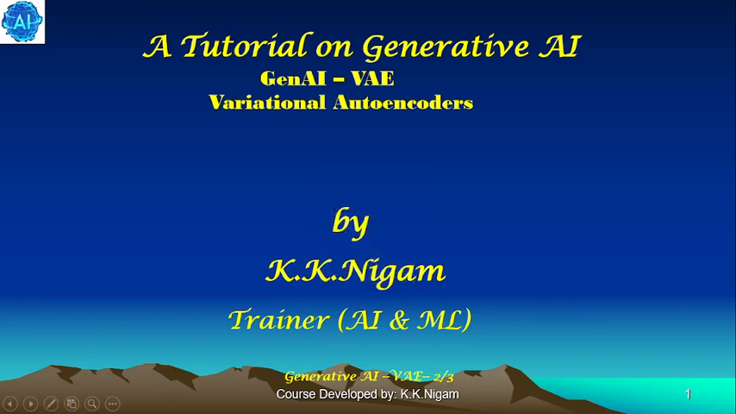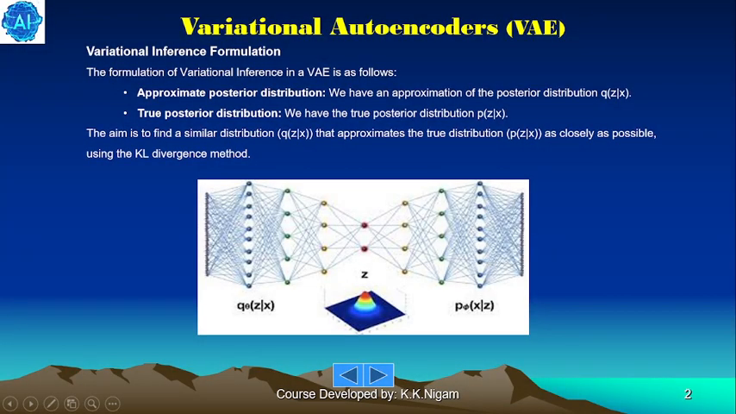So this is the second part of VAE, that is variational autoencoder. Variational inference formulation. The formulation of variational inference in a VAE is as follows. Approximate posterior distribution: we have an approximation of the posterior distribution, and the true posterior distribution. The aim is to find a similar distribution that approximates the true distribution of probability of Z given X as closely as possible using the KL divergence method.